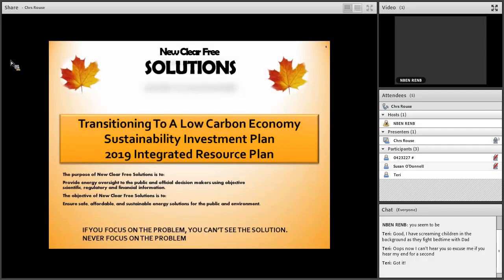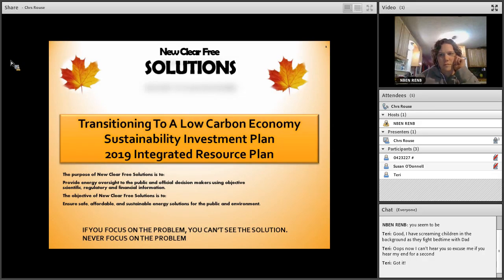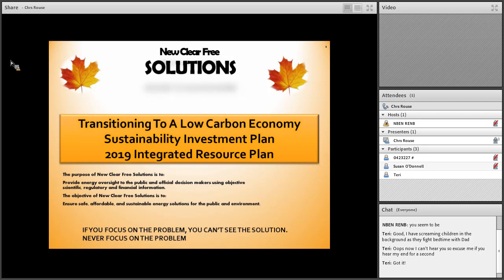Some of the modeling and plans that I've been working on the last 4 years. So the title of this is Transitioning to a Low Carbon Economy, the Sustainability Investment Plan 2019 Integrated Resource Plan. So this is probably my fourth version of this plan. Like all good plans, it needs constantly updating.